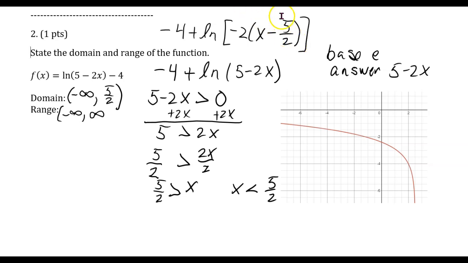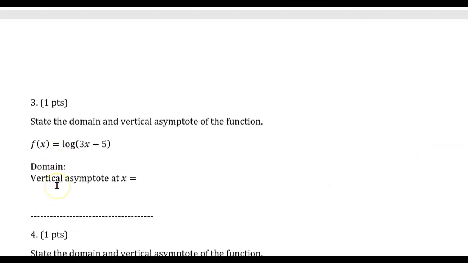This means that it's been shifted to the right by 5 halves, moving this way, and that it's been reflected across the y-axis this way, and that it's been stretched vertically by a factor of 2. We can see that our range of negative infinity to infinity is still accurate, though it is still a very slowly climbing function, climbing to the left. Let's now take a look at the next problem.